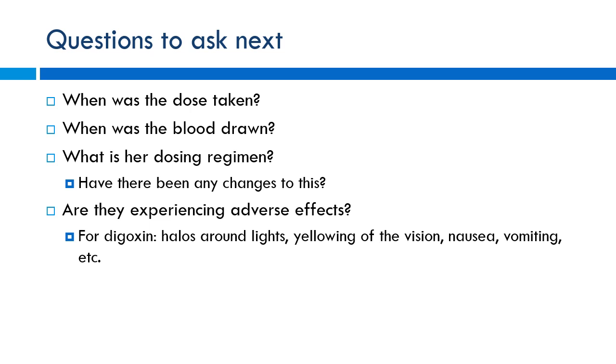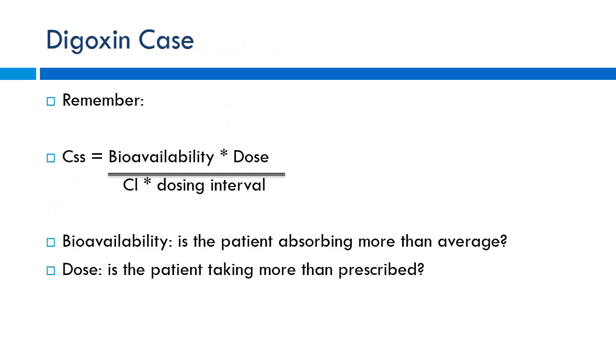So again, these are things you have to ask. Remember, when we're looking at these levels, the steady state level, we're looking at the bioavailability, the dose they're taking, and then it's divided by the clearance and the dosing interval, right? So we can look at all these factors to see if there have been any changes that led this lady to have too high of a digoxin level, right?